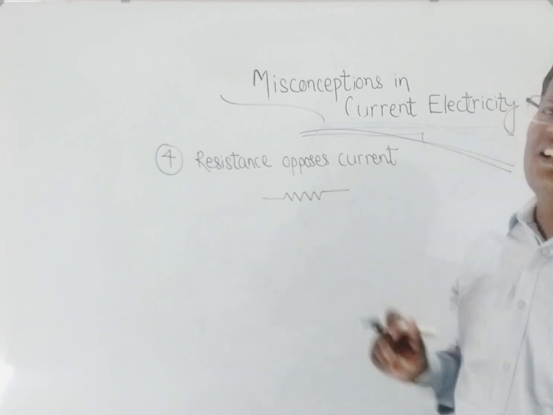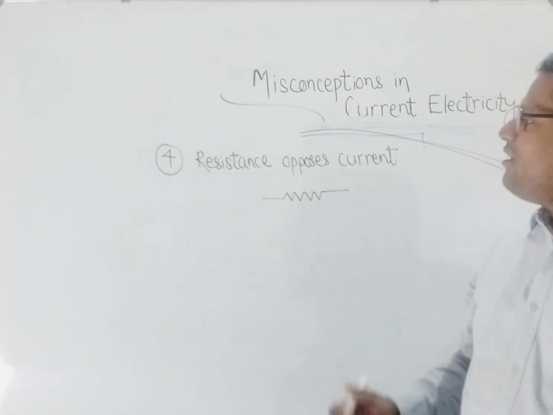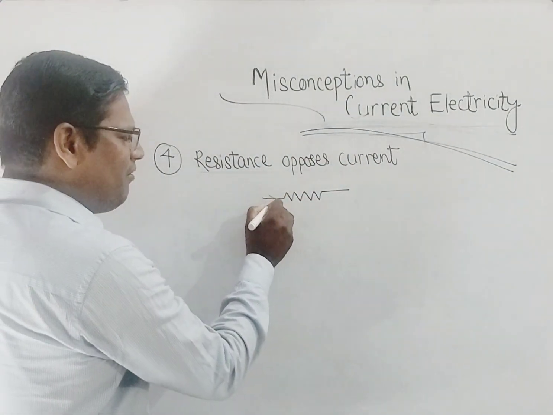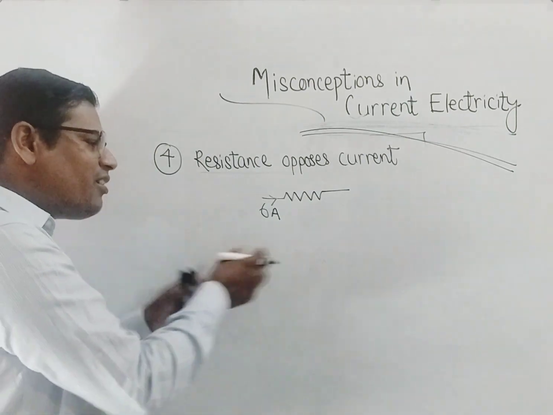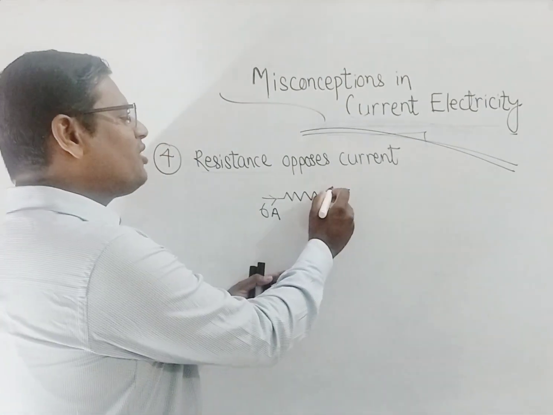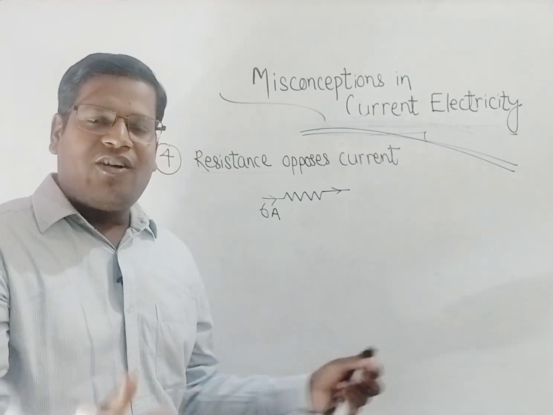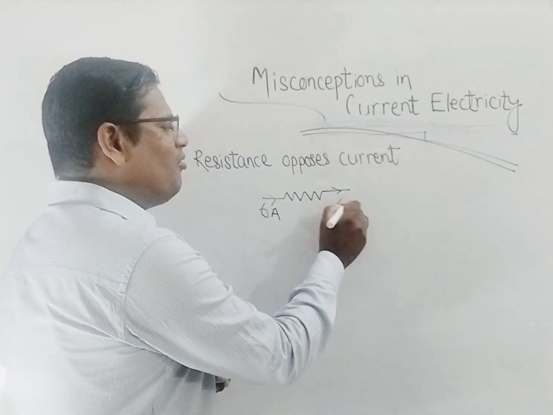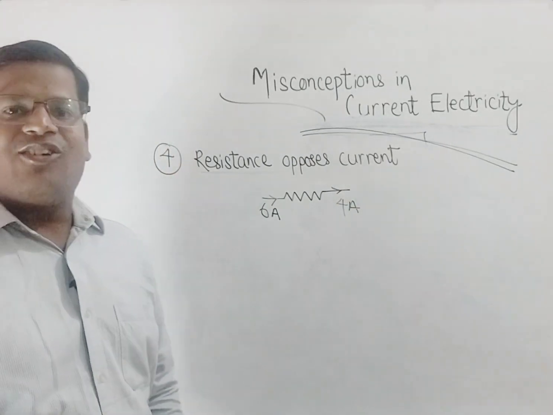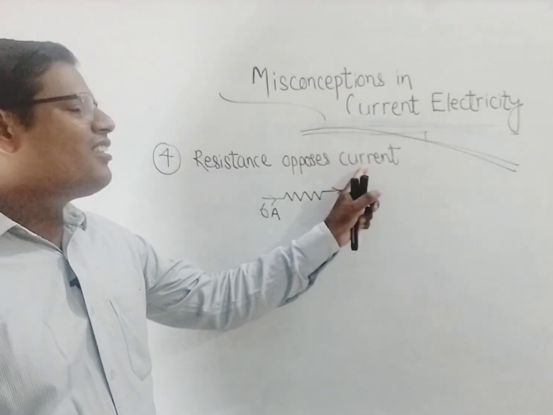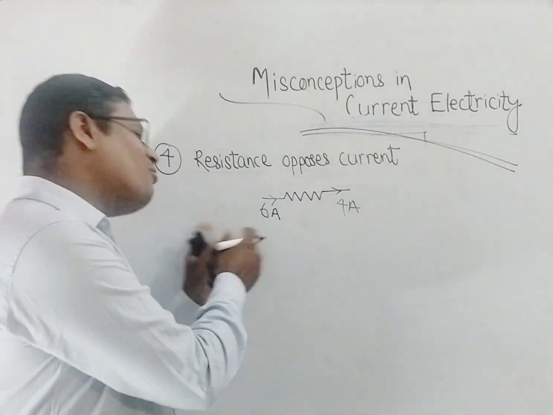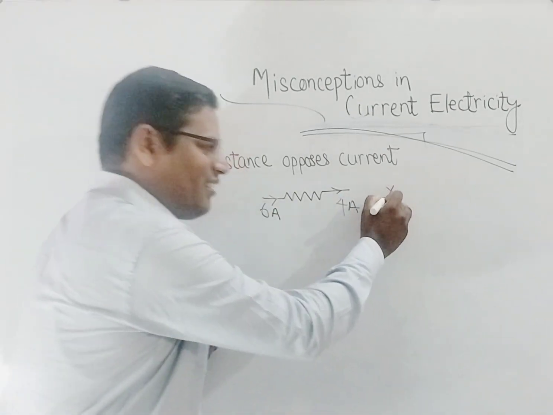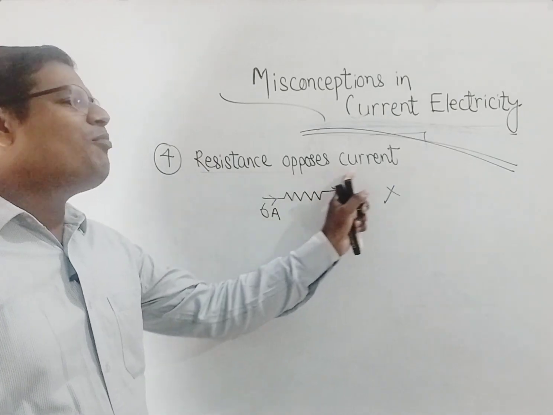Resistance opposes current. Many times students think that if this is a resistor, and 6 ampere current enters here, then some current less than 6 ampere will come out, because resistance opposes current. They think if 6 ampere enters here, 4 ampere comes out from here. It's not like that. Resistance opposes current does not mean a higher amount of current enters the resistor and a lower value of current comes out. This is incorrect. Then what is the meaning of resistance opposes current?